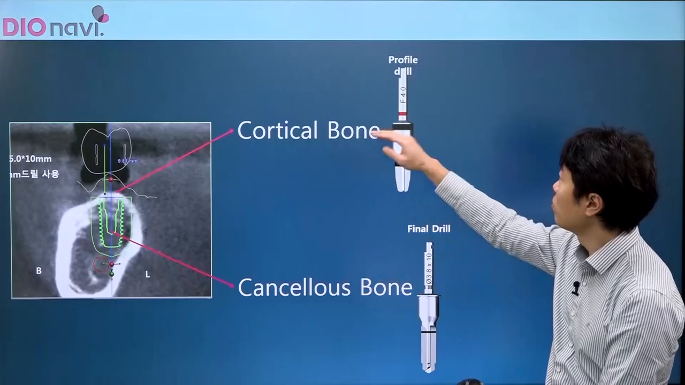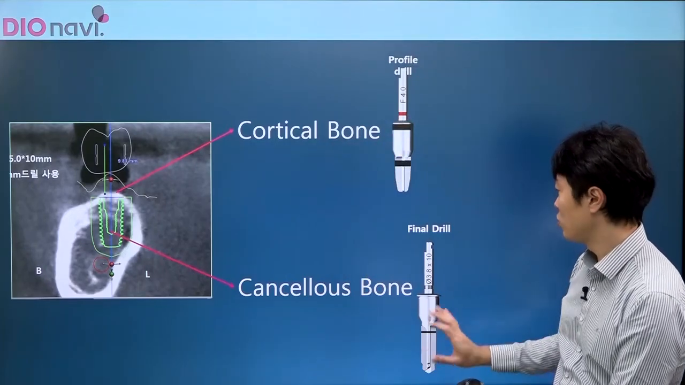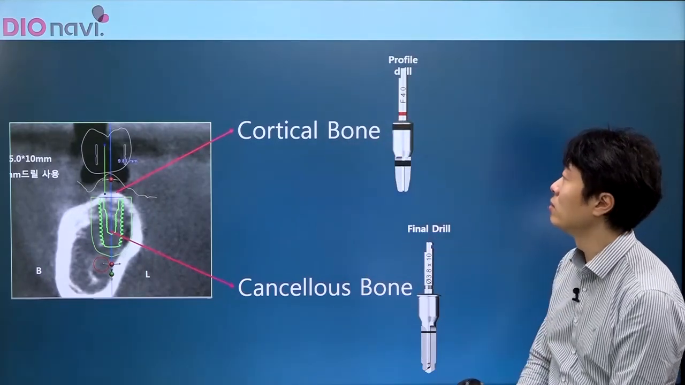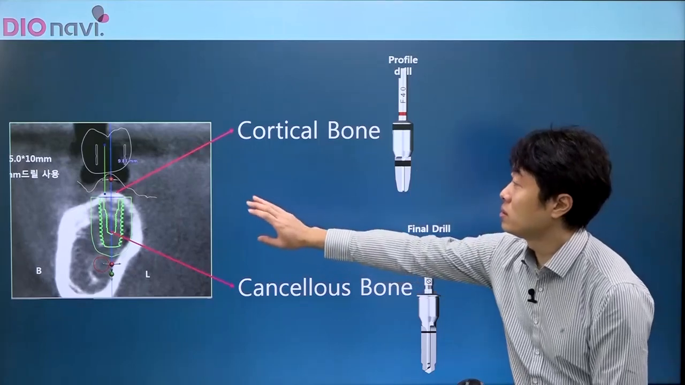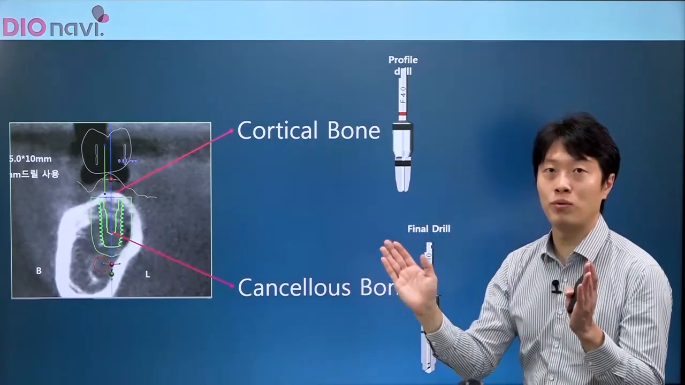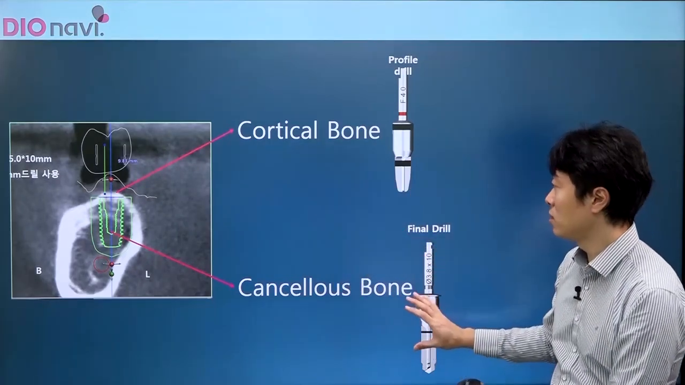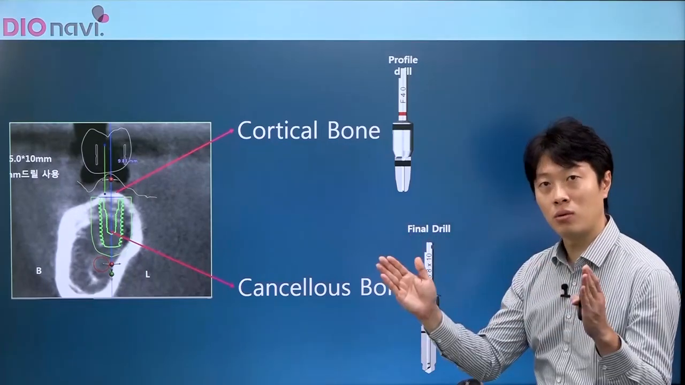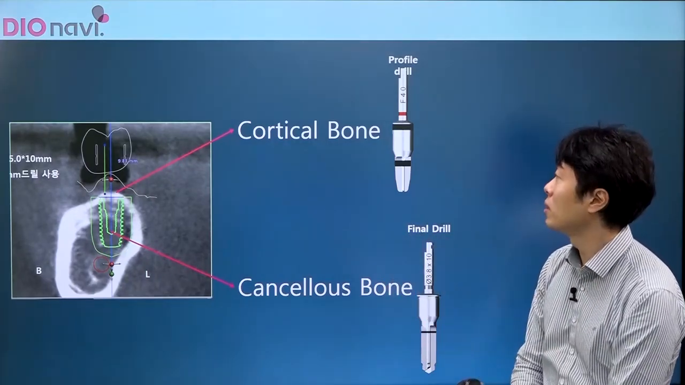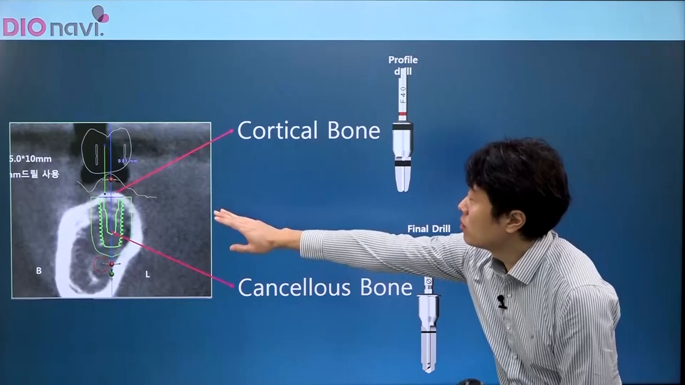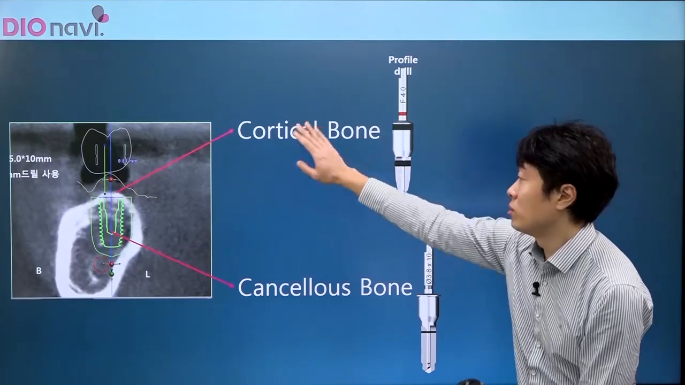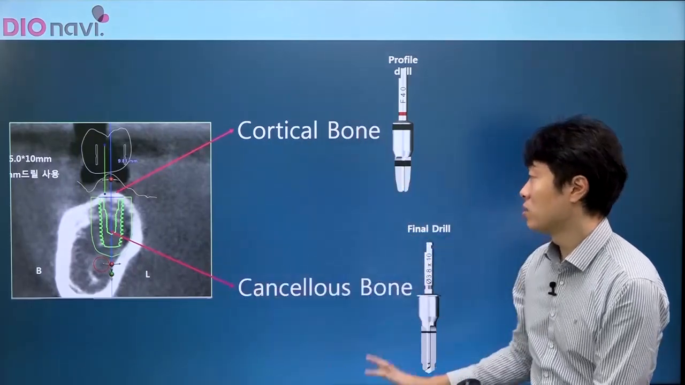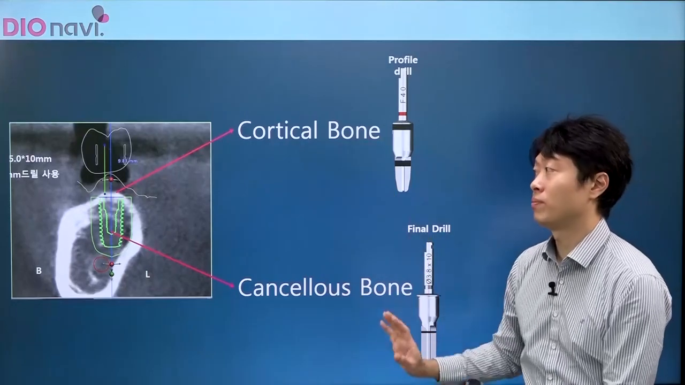You see, here's the profile drill. The final drill is at the bottom. The profile drill reduces the upper area, and the final drill reduces the bone of the lower area. The upper area is associated with the cortical bone. The lower area is associated with the cancellous bone.